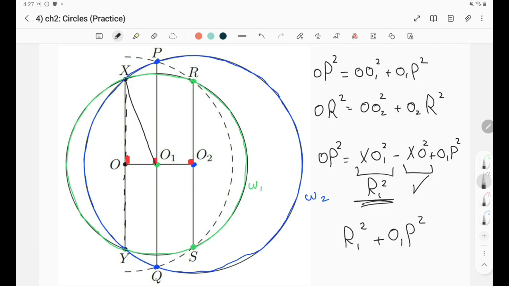Well, how can we find OP? If you look at it, we need to also try to search for some right triangle here that has it. And clearly there is a very easy one. Of course, you will not repeat, go back again.